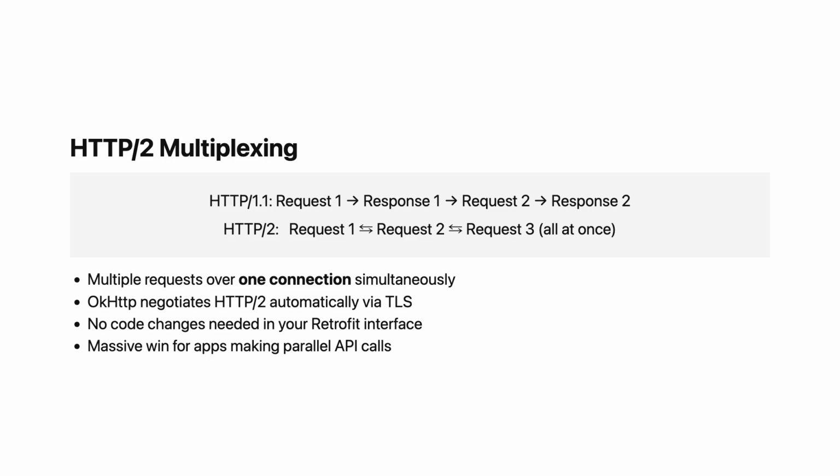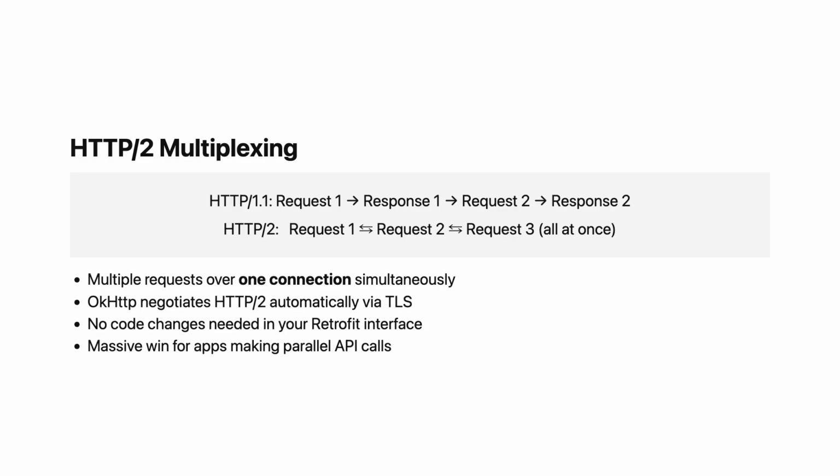Modern servers often support HTTP/2, and OkHttp will automatically negotiate it during the TLS handshake. HTTP/2 changes the game in a big way. With HTTP/1.1, each connection can only handle one request at a time. If you need to fetch a user profile, their posts, and their notifications, that is 3 sequential requests or 3 separate connections. With HTTP/2, you can multiplex: send all 3 requests over a single connection at the same time. They are interleaved as frames on the wire, and OkHttp sorts them out on the receiving end.